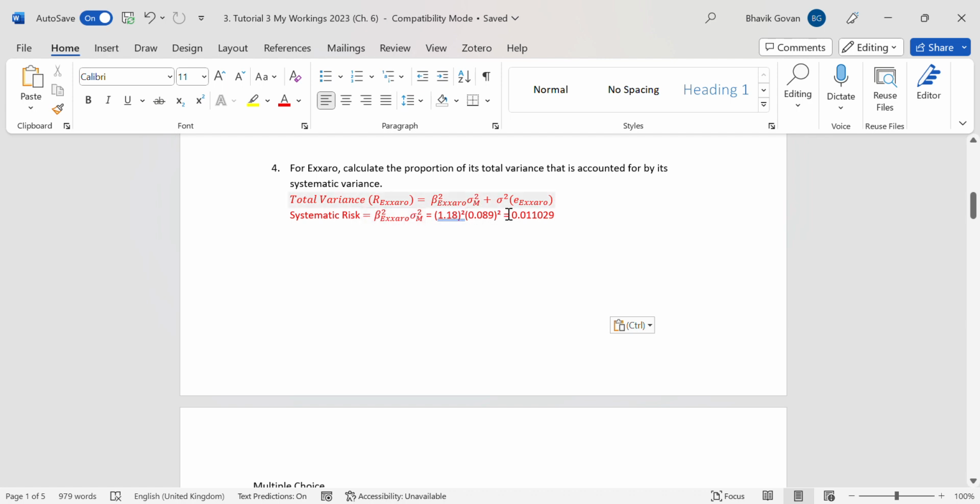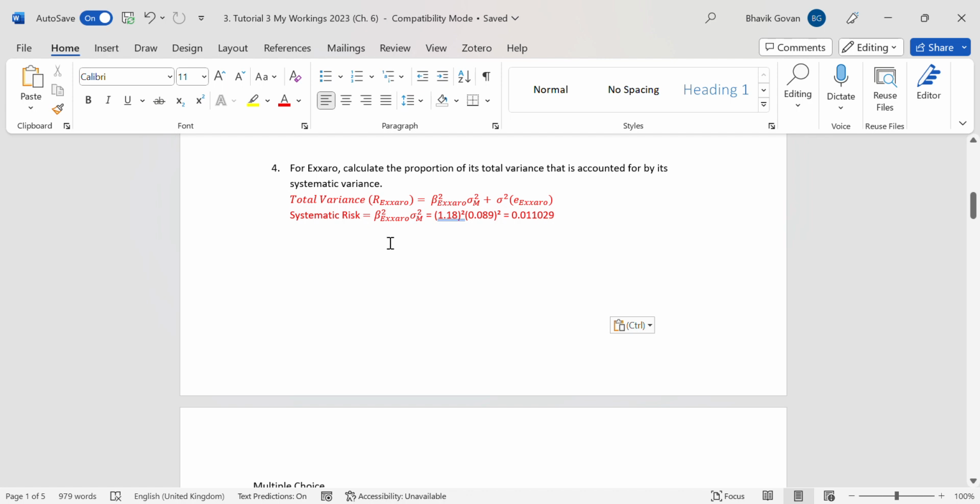Let me start that again. The total variance of Exaro is the beta of XRO squared times the variance of the market squared plus this other part, which is another element of the risk. So systematic and unsystematic. So we just focus on the systematic part of the risk.